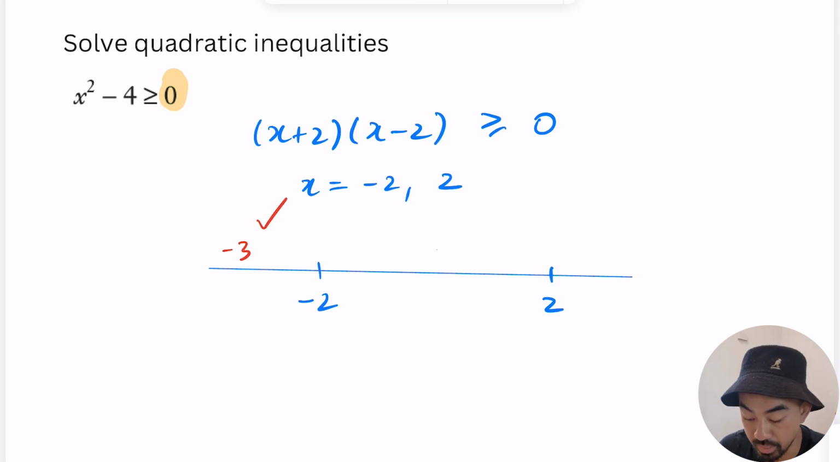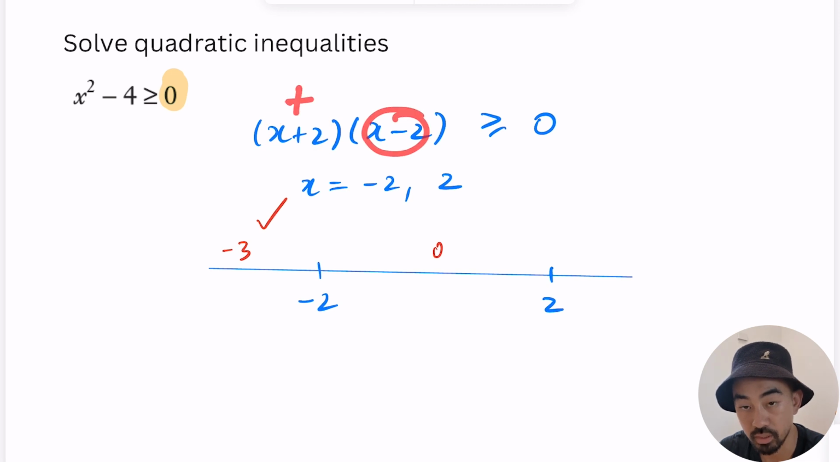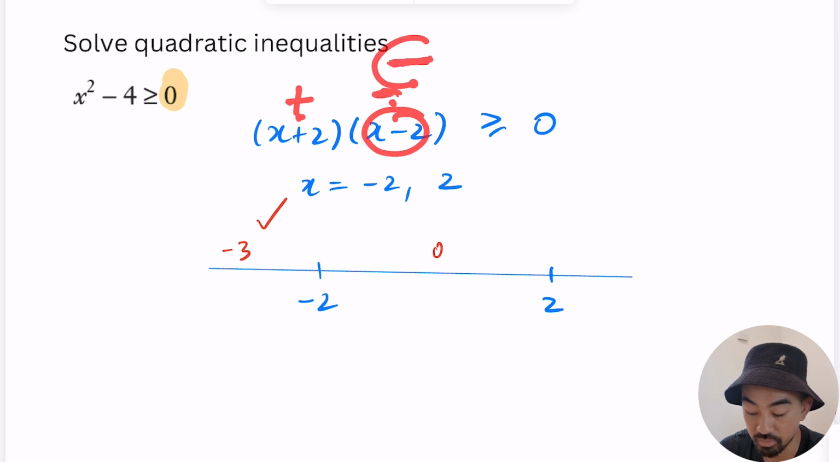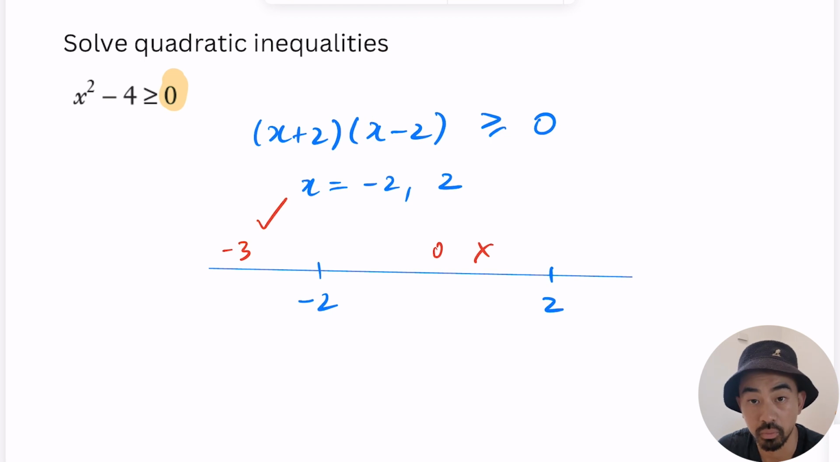Okay, next bit, I'm going to test between minus 2 and 2. So let's say 0. Now, 0 plus 2 is positive, right? But 0 minus 2 is negative. So a positive and a negative make a negative, and a negative can't be greater than or equal to 0. So it's not going to be in this middle interval.